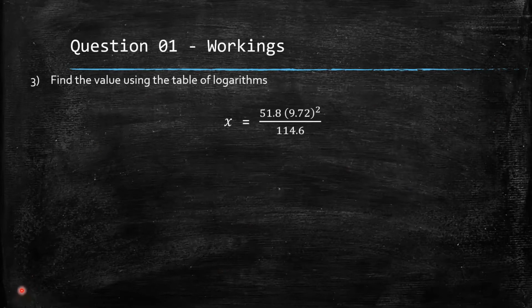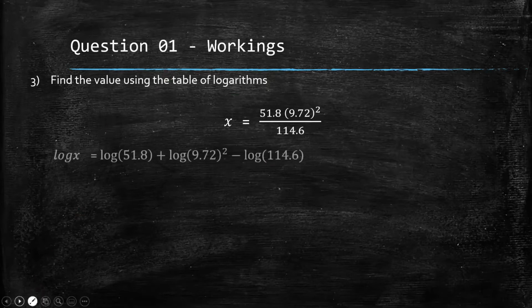Right. So the third part of the question says find the value using the table of logarithms. It is a normal expression combined with multiplications, powers, and divisions. If you apply the log rule to these expressions, these operations get changed. The multiplications become additions. The divisions become subtractions. So let's apply the log rule to those sides.